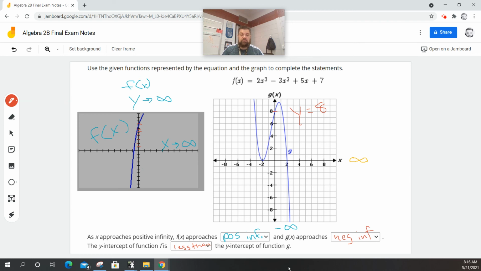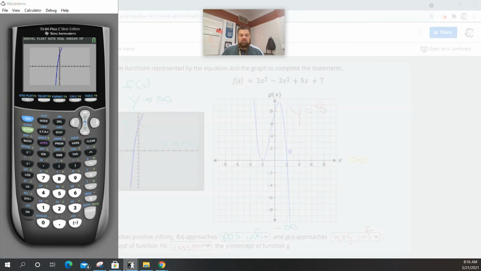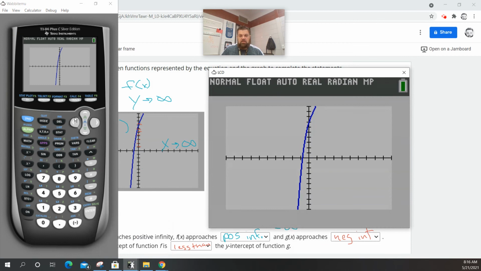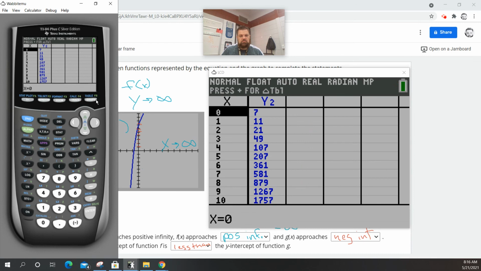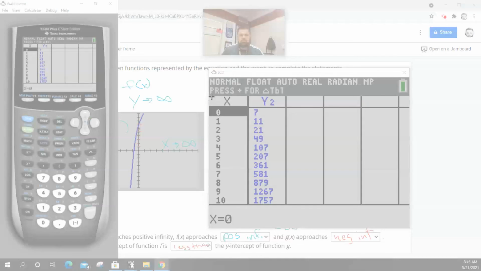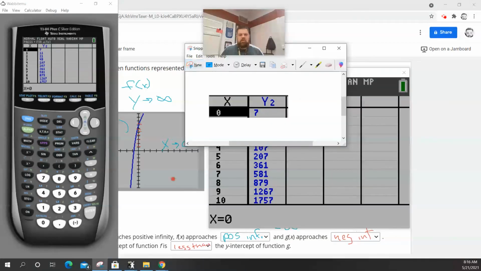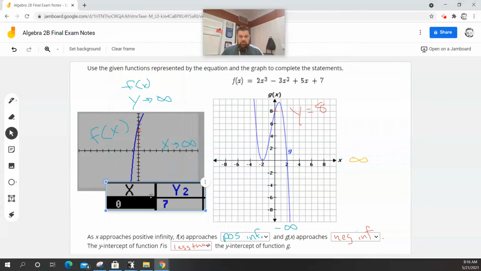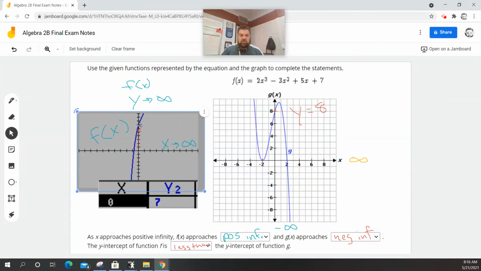the y-intercept for g, because this, I don't know, let's zoom in on the graph. I think it's 7, yeah. So remember that the y-intercept occurs when x equals 0. So this one is y equals 7. That's why it's less.